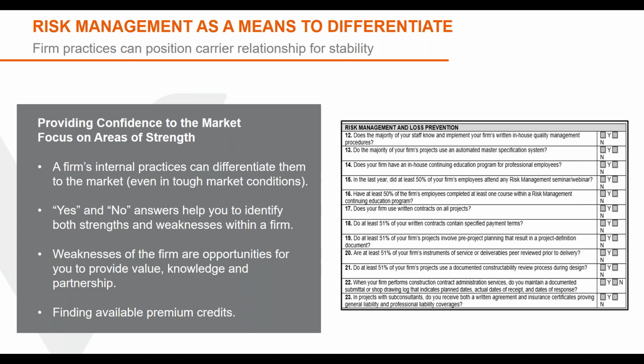Another component of the risk management credit, which is an additional 5%, are in areas of what the firm's doing in their contracts. So whether it's use of contracts, project definition document, payment terms, et cetera, that's shown there in question 17 through 23. If firms are showing yes in several of those areas, again, that may lead to a direct premium credit as well.